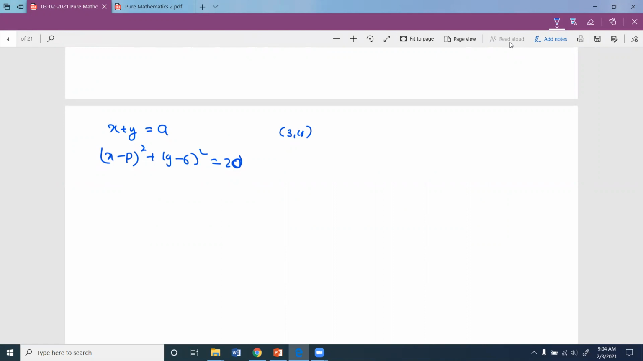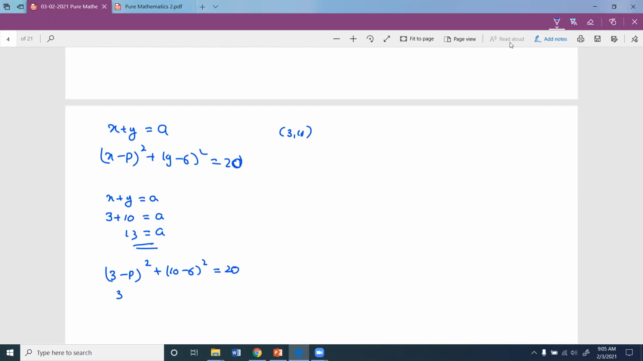So you can say this line travels through this point. So x plus y equals a. That means 3 plus 10 should be equal to a because it satisfies this equation, because both lines are traveling through that point. So a equals 13. And the second case is from here. Then you can write 3 minus p squared plus, y is 10, 10 minus 6 squared is equal to 20.